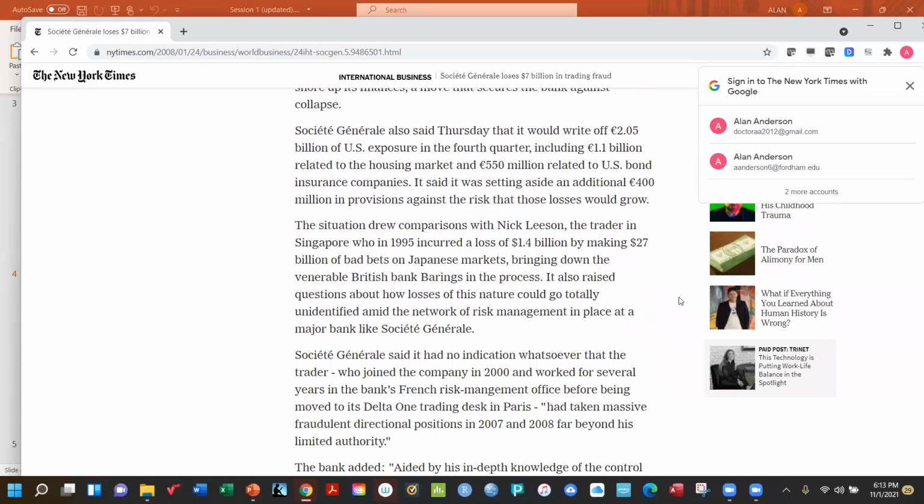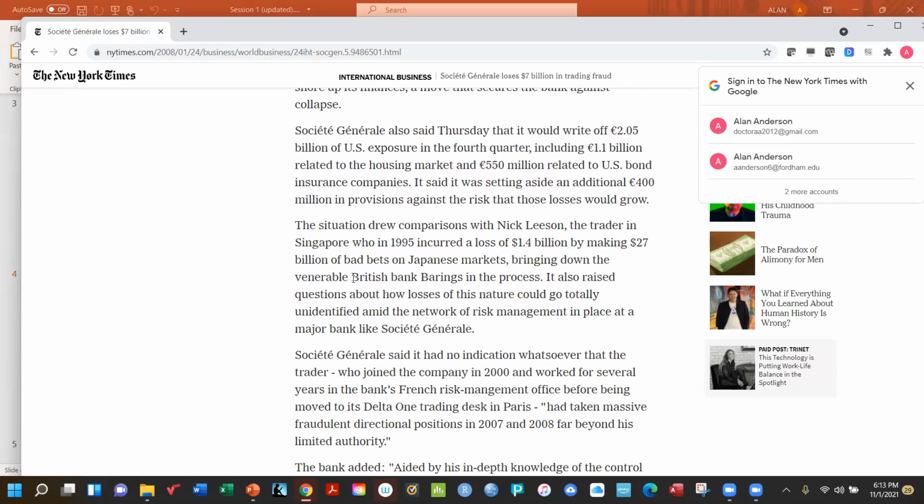And there have been other cases too, like they mentioned here, Nick Leeson. He worked for a bank called Barings, which no longer exists. And he managed to lose about $1.4 billion of the bank's money in 1995 by betting in the wrong direction on Japanese markets. And the company no longer exists. It was sold to ING for £1.